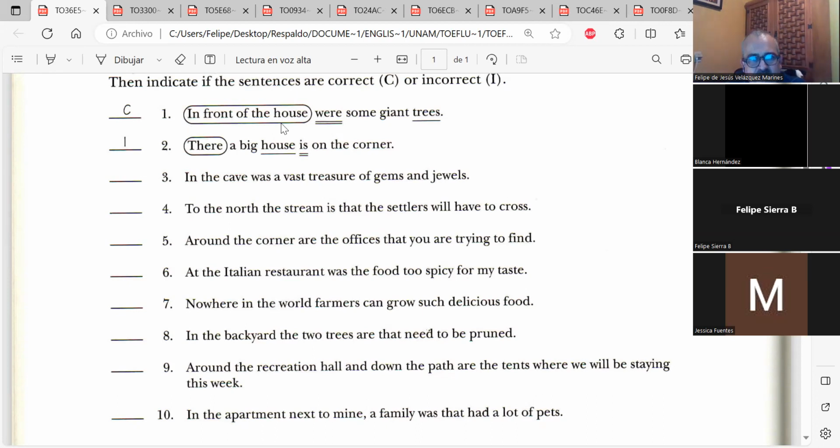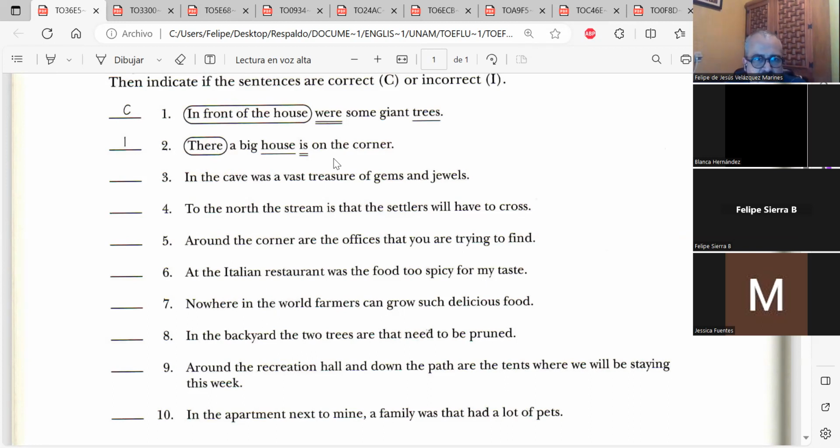Okay, in front of the house were some giant trees. Place, verb, subject. "There a big house is on the corner." You can correct this sentence in two forms: a big house is on the corner, comma, there. Or there, comma, a big house is on the corner. Or the form, there is a big house on the corner.